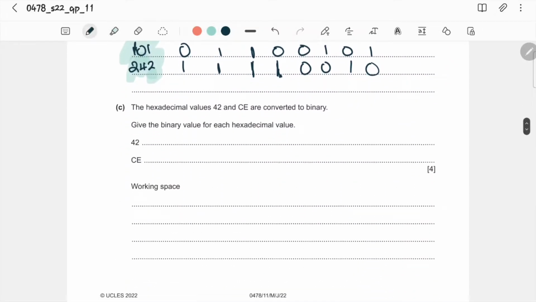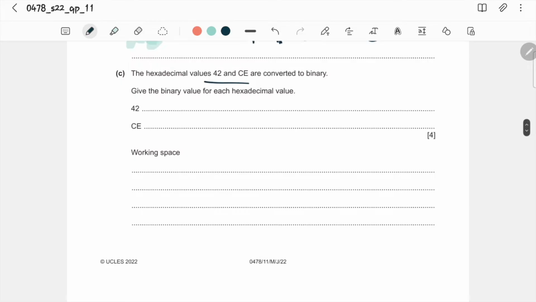Next question says the hexadecimal values 42 and CE are converted to binary. Give the binary value for each of the hexadecimals. So how do I like to do this? What I do is split into 2 parts. Write 1, 2, 4, 8, 1, 2, 4, 8, and I need to make 2 here, so it's going to be 0, 1, 0, 0, and then I need to make 4 here, so 0, 0, 1, 0. So that is the answer.